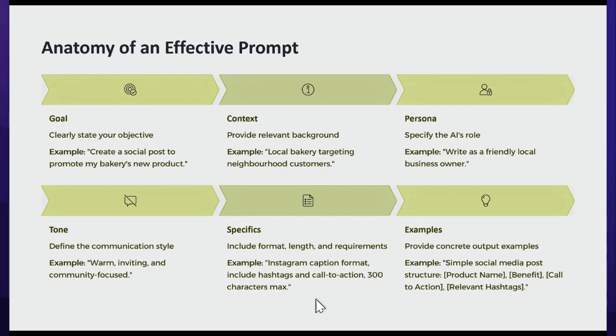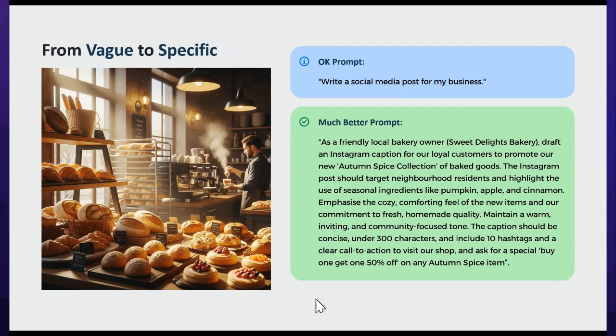What happens when you bring all of these elements together? An okay prompt would be something like, write a social media post for my business, but much better, incorporating those 6 elements, would be: as a friendly local bakery owner, so here you're asking the AI to assume a role and you're naming the bakery, draft an Instagram caption, very specific there, social media post, what you're looking to achieve, for our loyal customers, specifying your audience, and this is the key objective, to promote our new awesome spiced collection of baked goods. Sounds tasty.